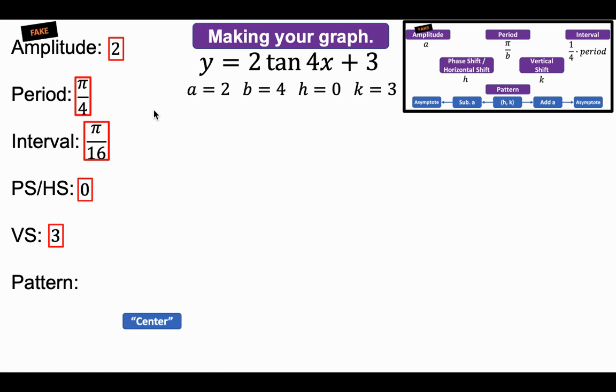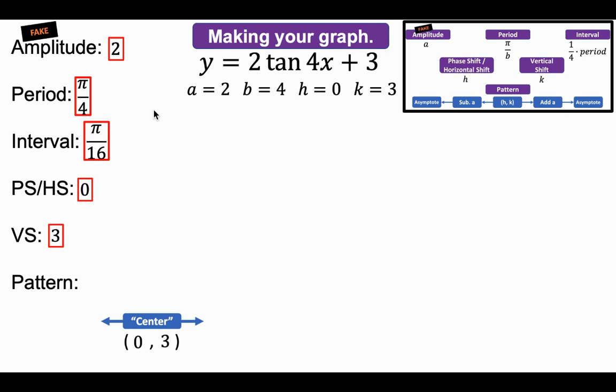If you forget which order that goes in, just go alphabetical order, because h comes before k. A, B, C, D, E, F, G, H, I. Yep, h comes before k. So you got 0 comma 3. That's where you're going to start. Put your first point there.